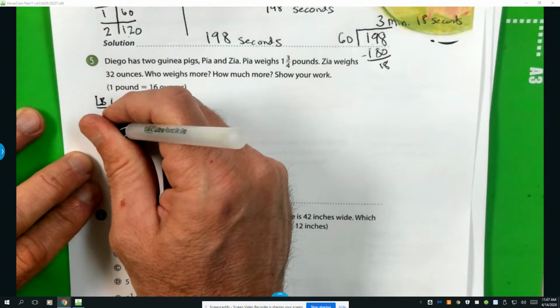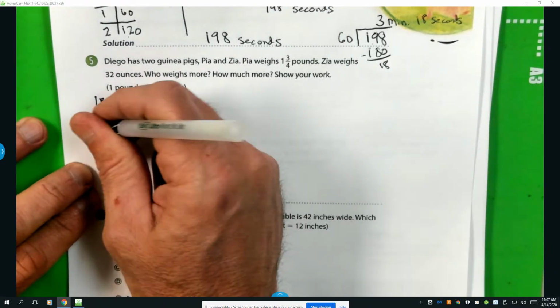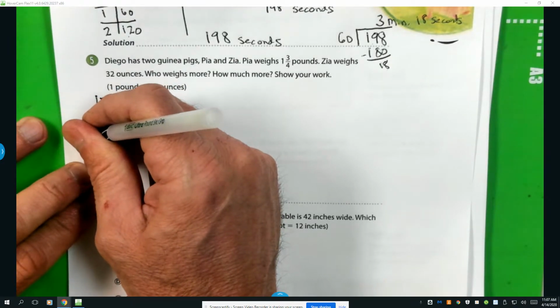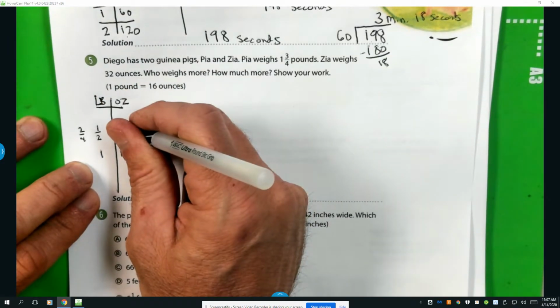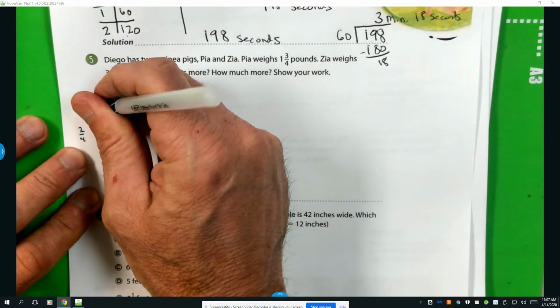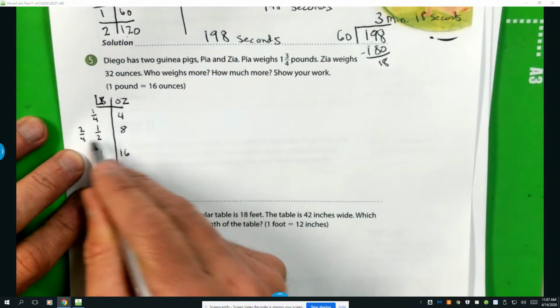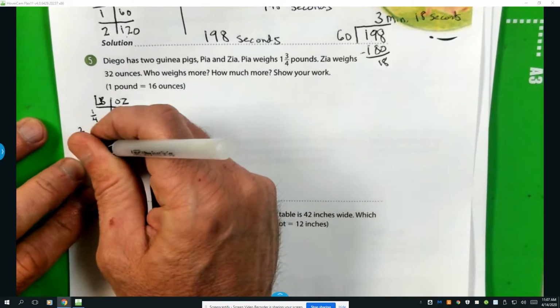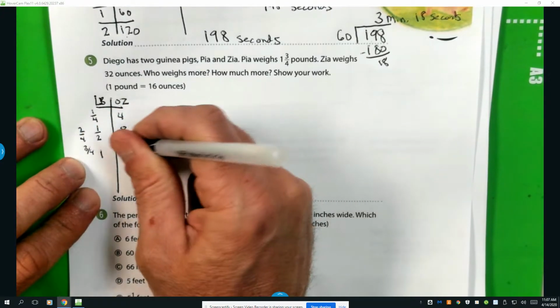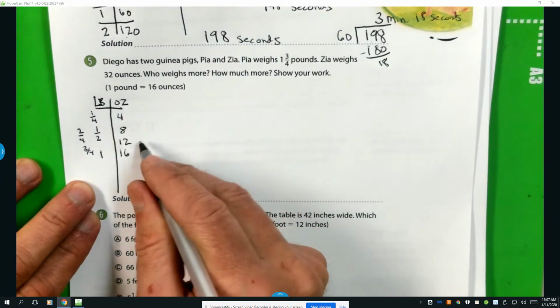But I know that a half of a pound, and a half is the same as 2 quarters, is going to be 8 ounces. So every quarter pound is going to be 4 ounces. So we have 1/4 pound, 4 ounces, 2/4 pounds, 8 ounces, 3/4 pounds, 12 ounces. Now we've got to get to 1 3/4 pounds.